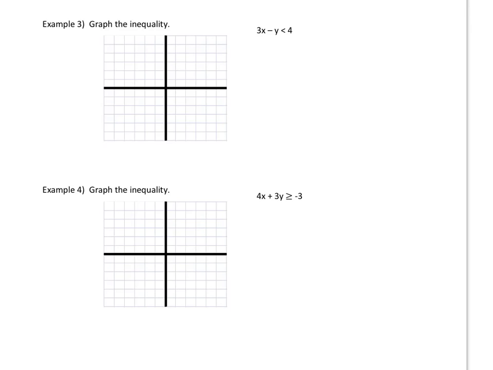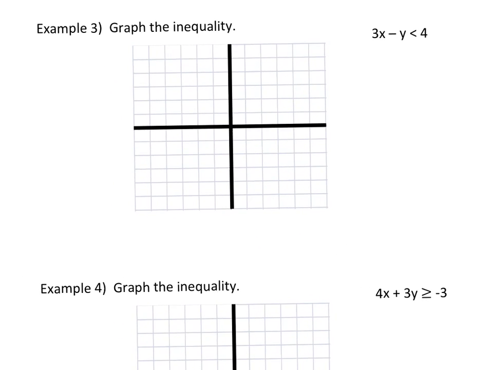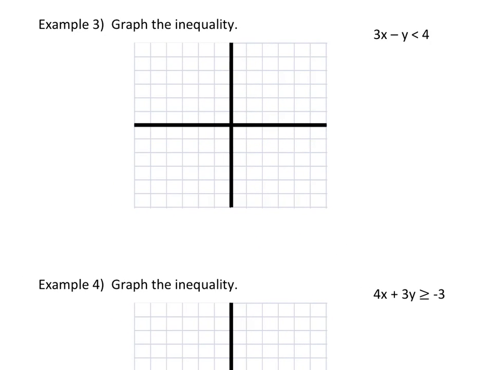Lesson 2.5, Video 2. Now let's look at inequalities that we have to put into slope-intercept form first. So our first one, again we have y equals mx plus b as our goal. So we need to subtract 3x from both sides. And we get negative y less than negative 3x plus 4. We have to divide by negative 1.